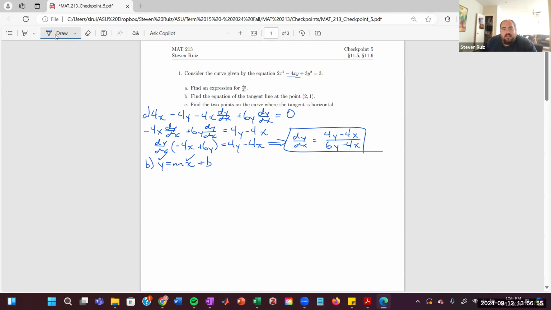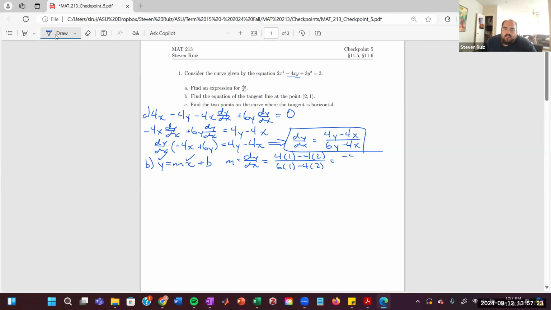That is still the derivative. One of the things we think about a derivative is that it gives us the slope of the tangent line. So now let's evaluate this derivative. m will equal dy dx at our specific point, which is 2, 1. So that's 4 times 1 minus 4 times 2, over 6 times 1 minus 4 times 2.